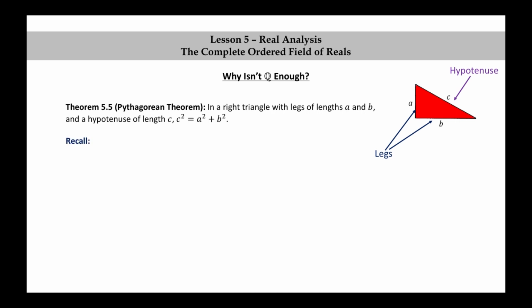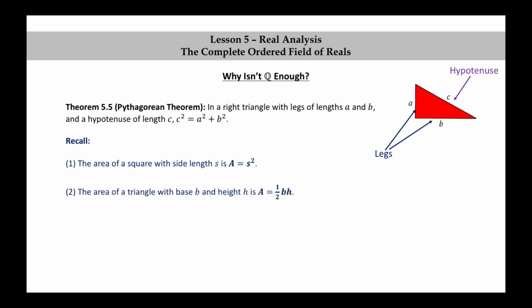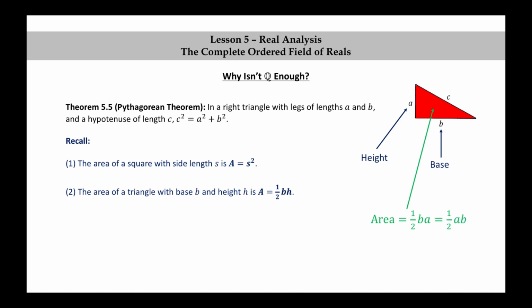So before we prove the Pythagorean theorem, we'll need a couple of basic facts from geometry that you might want to recall. First, the area of a square with side length S is S squared. And second, the area of a triangle with base B and height H is 1/2 B times H. So in the picture that we have here, the base has length B and the height has length A. So the area of this triangle is 1/2 B times A, or equivalently 1/2 A times B.